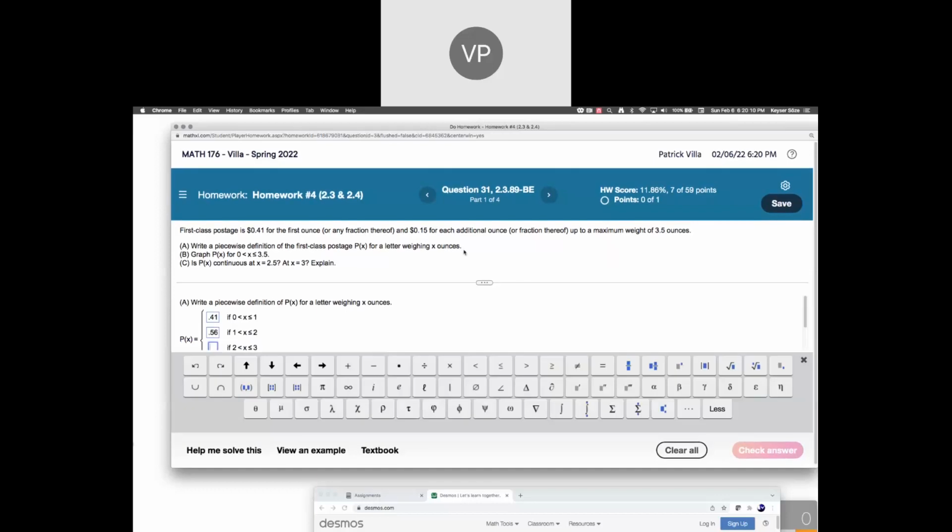And then 1 more ounce, we're going to add another 15 cents. It's going to be 0.71. And the last one's the weird part, okay? So notice we're at 0.71, right at 3 ounces. If you go just a little bit over 3, it's going to be another 15 cents. So I'm going to go to the 0.86, but it stops at 3.5. That's our end. Anything after that, now we have something special.